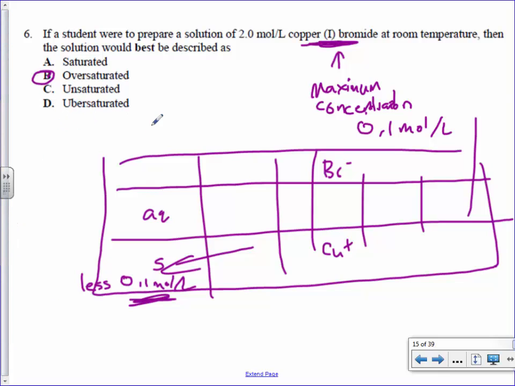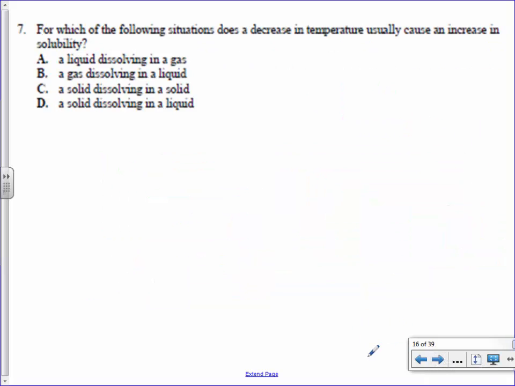Hopefully no one picked Uber saturated at the very least. You picked Uber? Yeah, I know. Okay. Fair enough. I don't know. I was just being stupid.